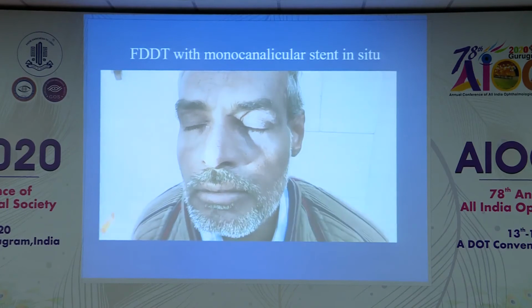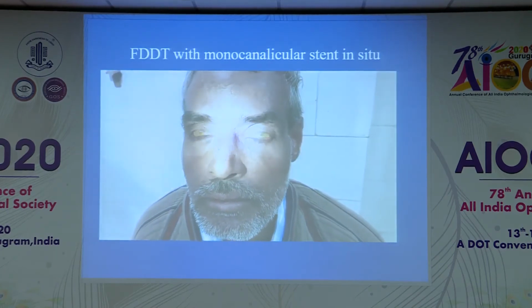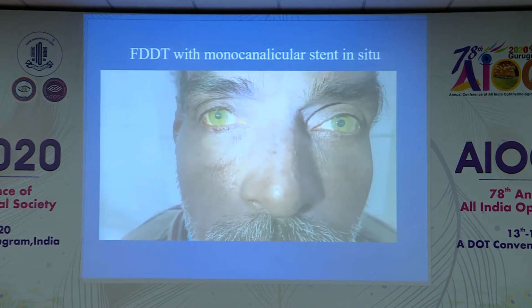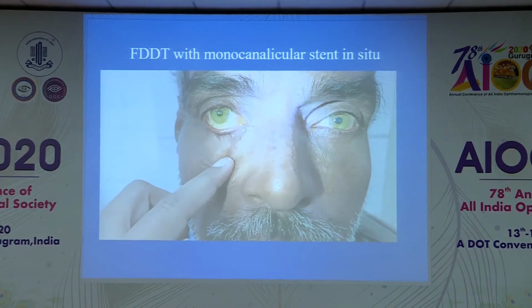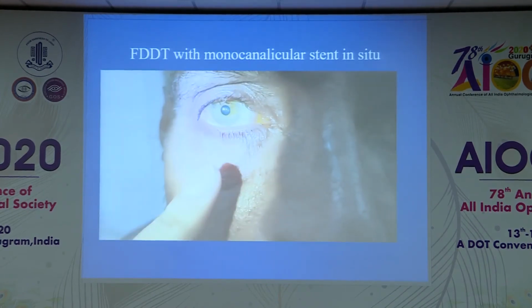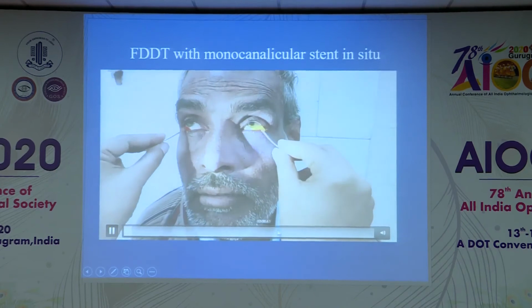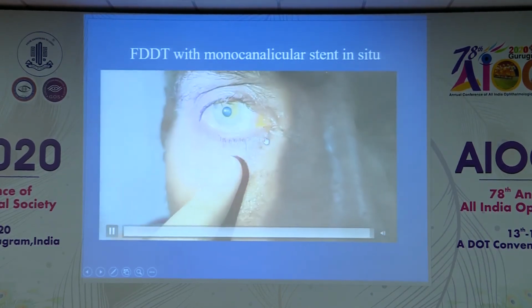So this is a patient where FDDT was done with a monocanalicular stent in situ. The right eye was operated, and the fluorescein dye disappears after 4 or 5 blinks. You can see the stent here. So this is where you can see the stent in situ.